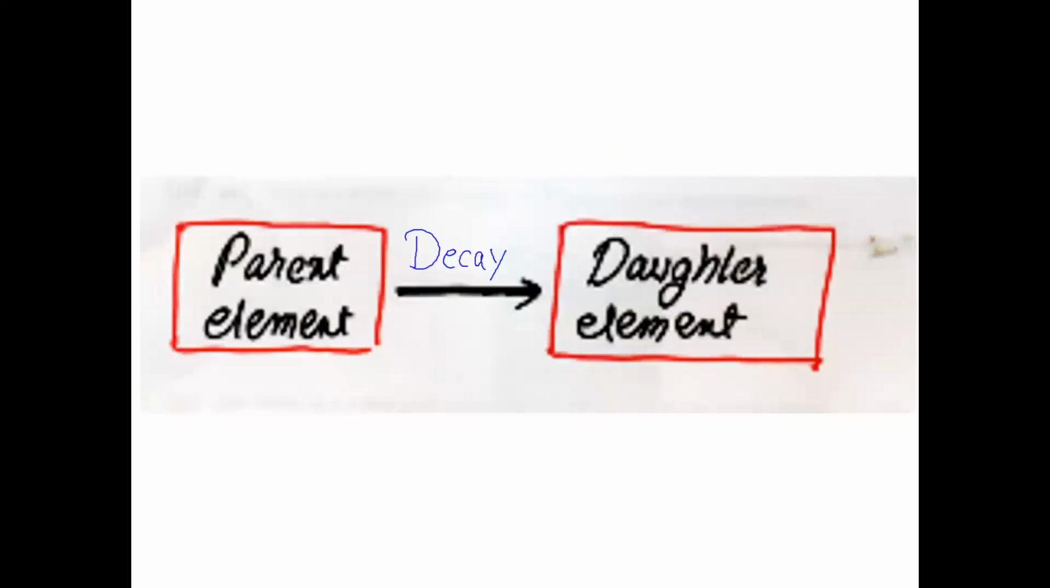This is called radioactive decay. The element you put in the start is called the parent element, and the element formed after decay is called the daughter element. You have to copy this.